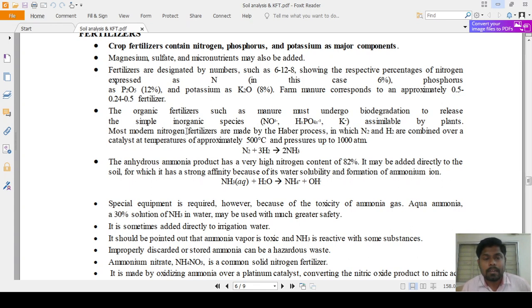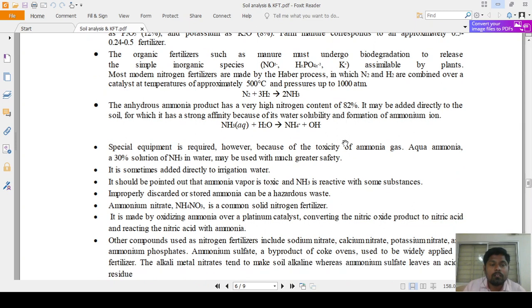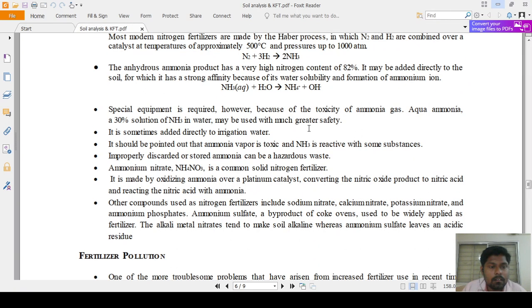And most modern nitrogen fertilizers are made by the Haber process, in which nitrogen and H2 are combined over a catalyst at temperatures of approximately 500 degrees. You know about the Haber process: N2 plus 3 H2 gives 2 moles of ammonia. The anhydrous ammonia product has a very high nitrogen content, that is 82% nitrogen. That is the reaction: ammonia plus water gives NH4+ plus OH-.